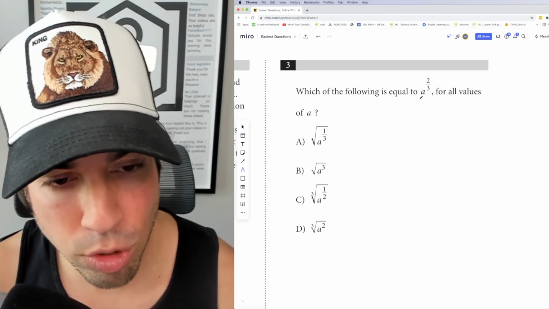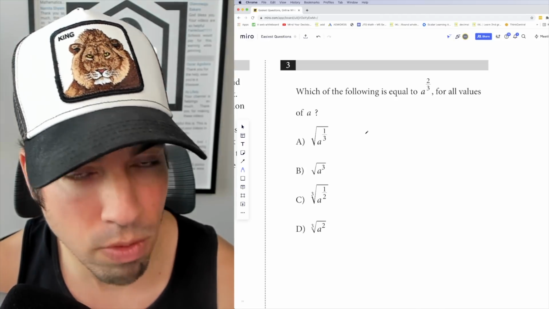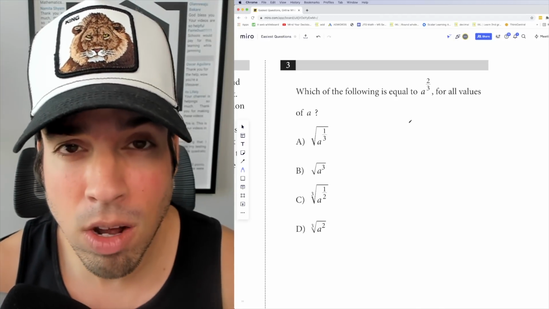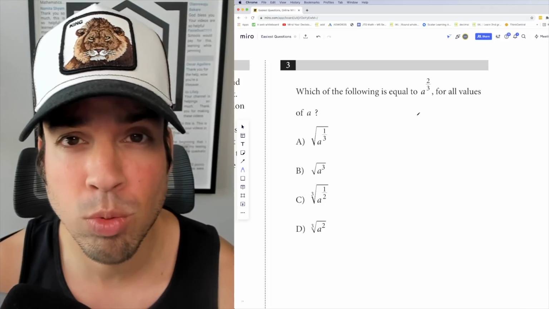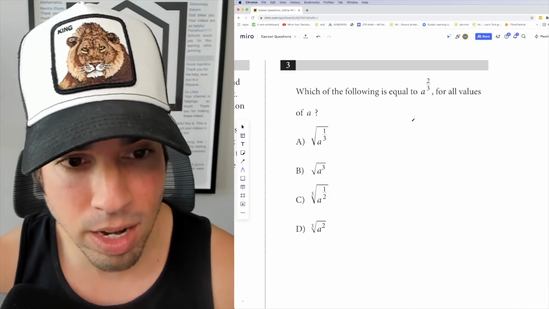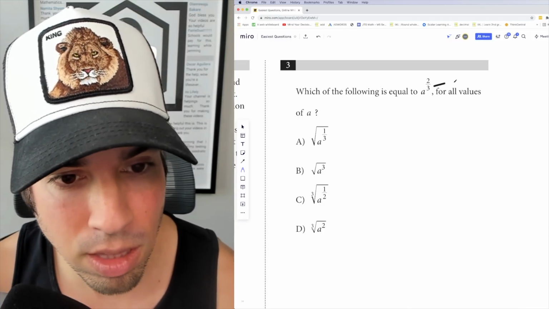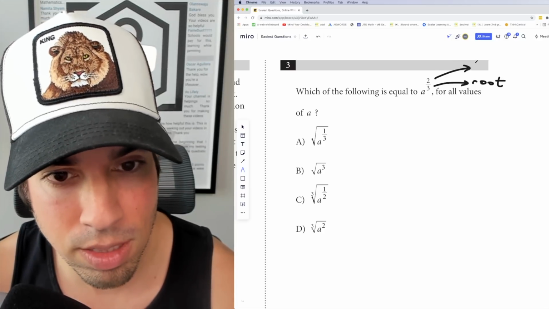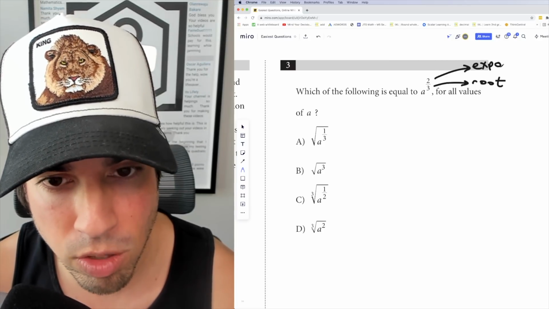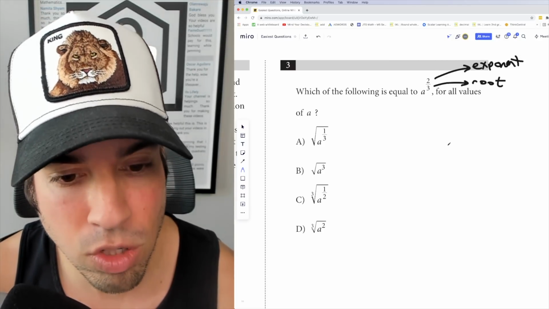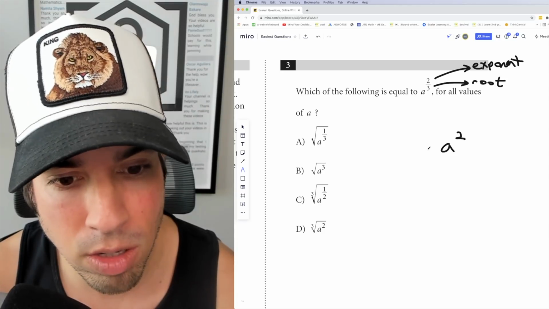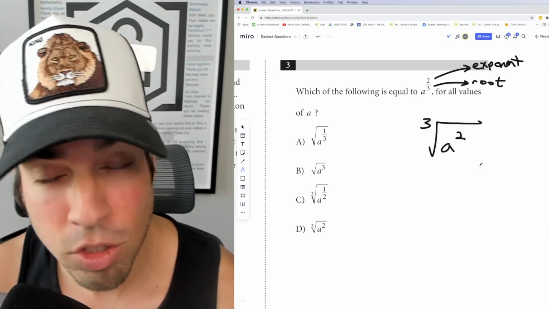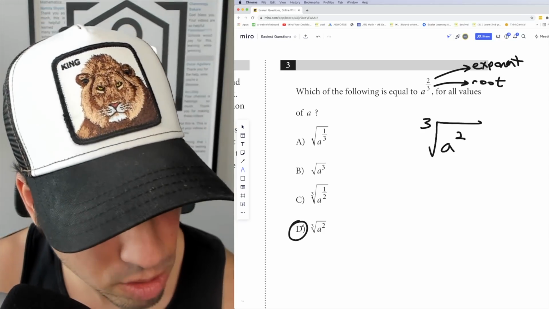Which of the following is equal to a to the 2/3 power for all values of a? This is about understanding how to convert back and forth between rational exponents and radical form. So what I always say is the lower number is the root and the upper number is the exponent. The numerator represents the exponent. So this is really a squared to the cubed root. Straight up, that means D is the winner.